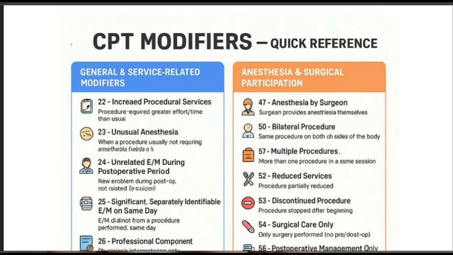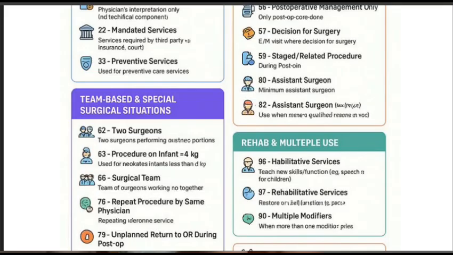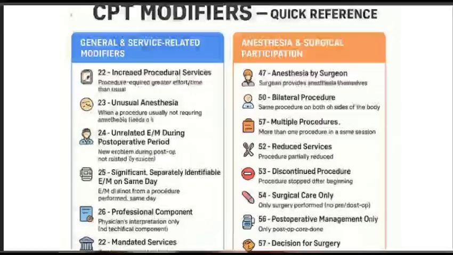Today we are going to discuss the CPT modifiers. We are segregating the modifiers based upon their uses. The first is general and service related modifiers, then anesthesia and surgical participation. The third one is team based or special surgical situations, and the fourth is rehab and multiple use. We segregate them into four different types so you can understand better. The first part is the general and service related modifiers.